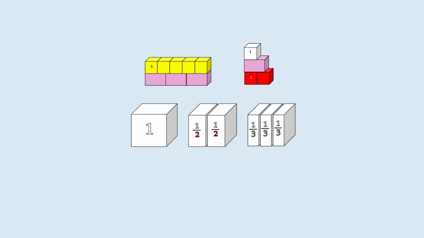Finally, show your child how to write the fraction that is the pink one. The pink one is a yellow, which is 5, divided into 3 parts. So the fraction for the pink one is 5 divided by 3.